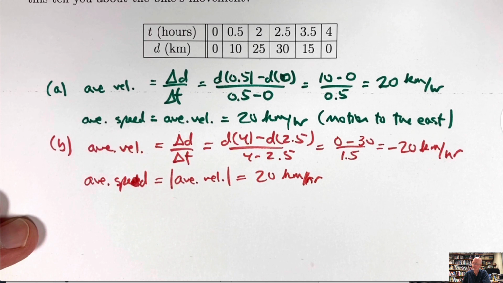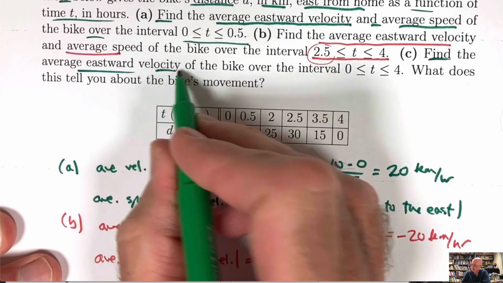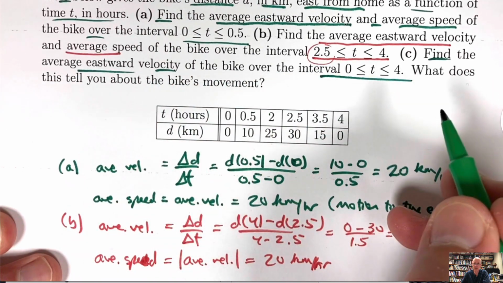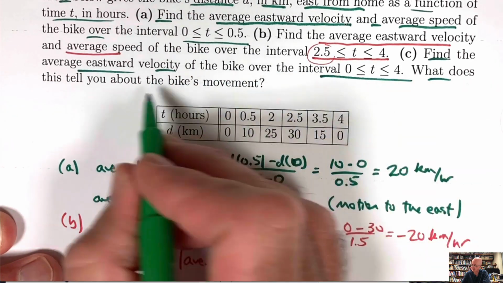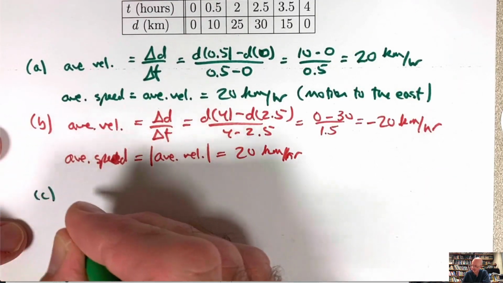Okay? So you got to be careful. You got to think about direction. Part C, find the average eastward velocity of the bike over the entire interval from time 0 to time 4. And what does this tell you about the bike's movement? We already know what the bike's movement is about, but let's go ahead and write it anyway.